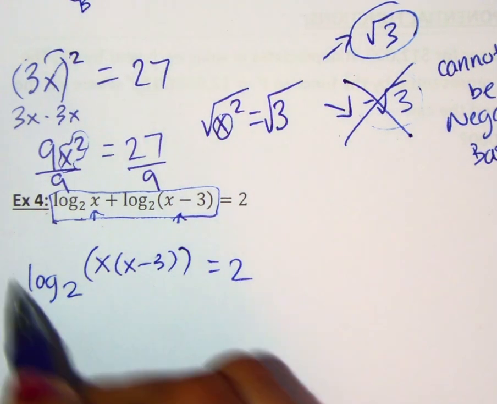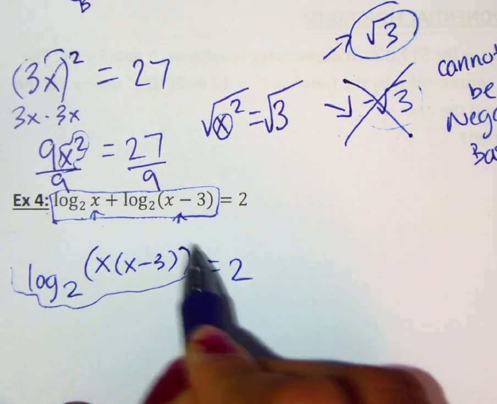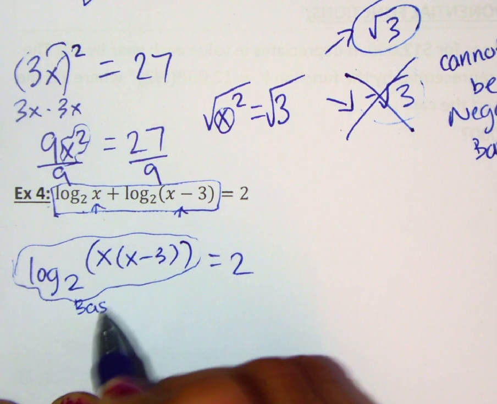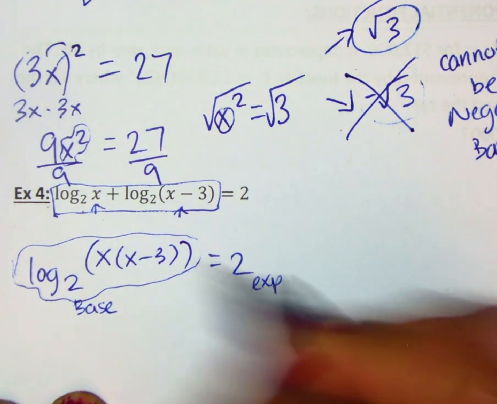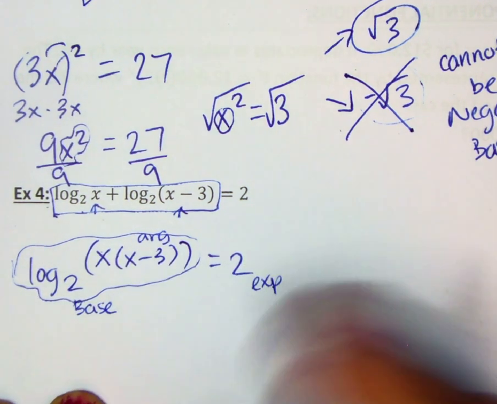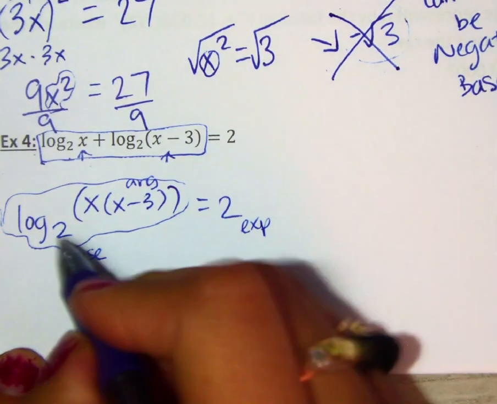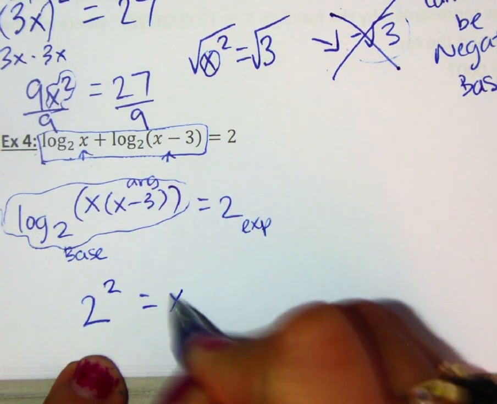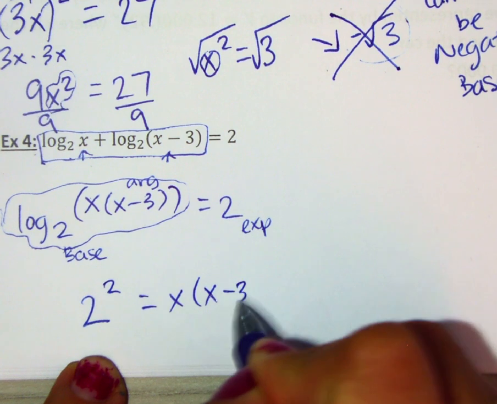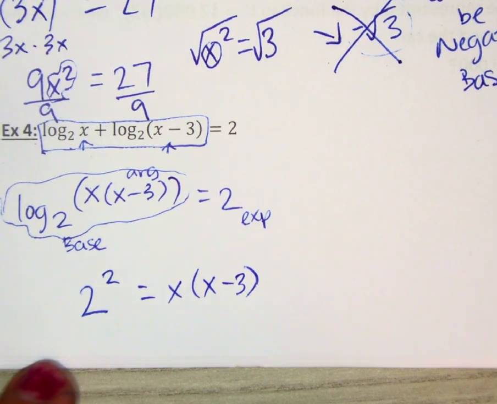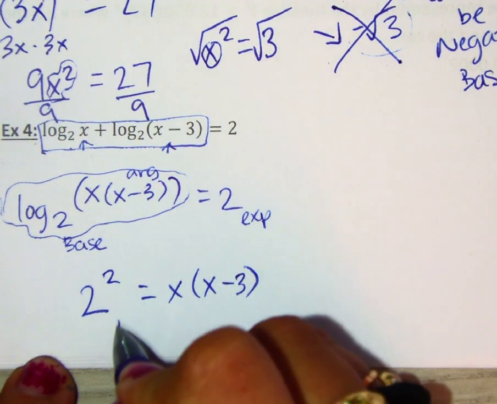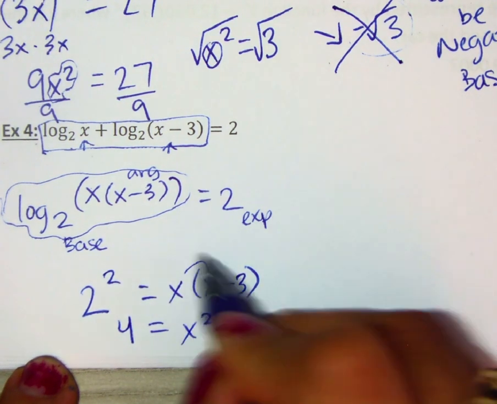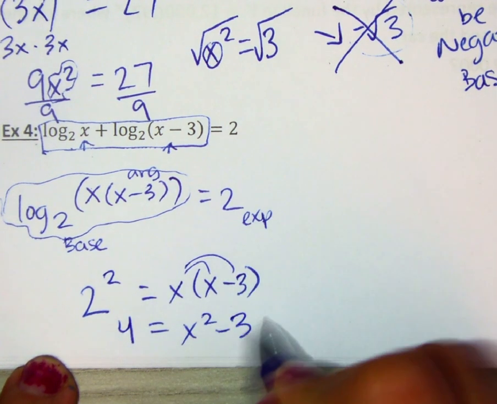Now we look at the log being by itself, isolated. So we need to undo it. This is your base, this is your exponent, and this is your argument. So when we rewrite it, we're going to have the base of 2, the exponent of 2, and the argument of x times x minus 3. And then we solve. So 2 squared is 4. X times x is x squared. X times negative 3 is negative 3x.